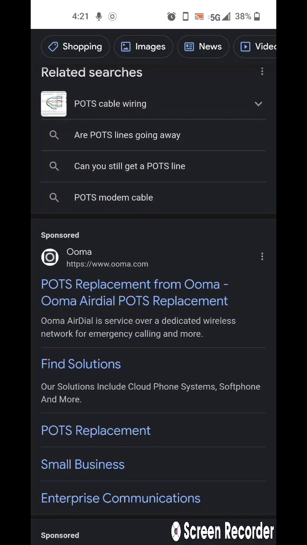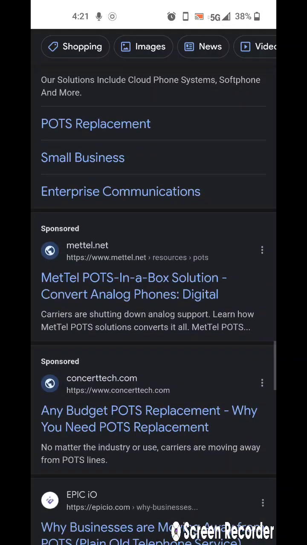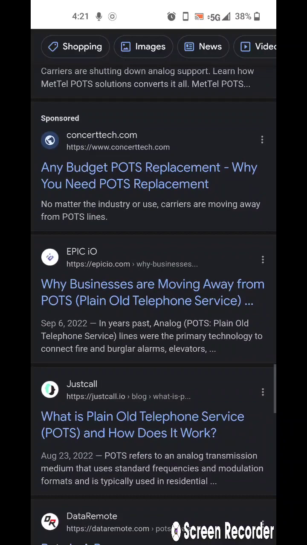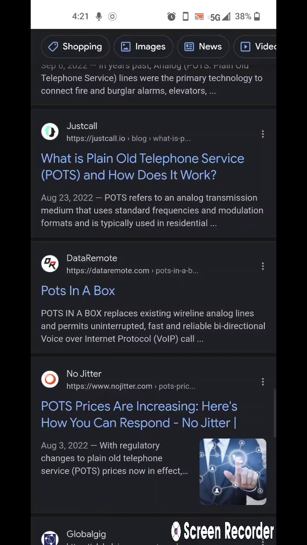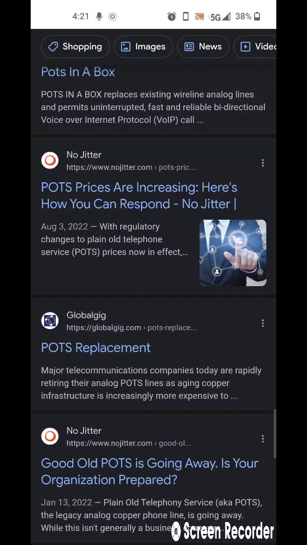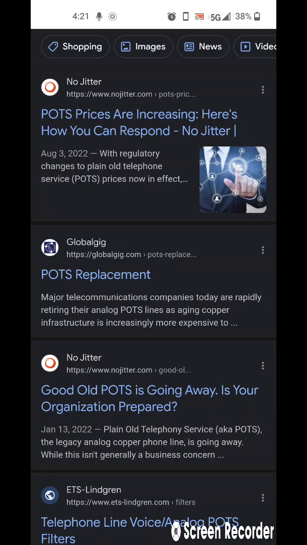This was not on the news, everyone. Do you guys understand this? They were hiding this the whole time. POTS replacement from UMA. There's more UMA. There's more Metel. There's Concertec. As you guys can see, there's data remote. Pretty much all the main devices that I've been rolling out. I'm really, really busy. You guys know I'm really, really busy right now. Okay, I've been telling you guys this was gonna come.